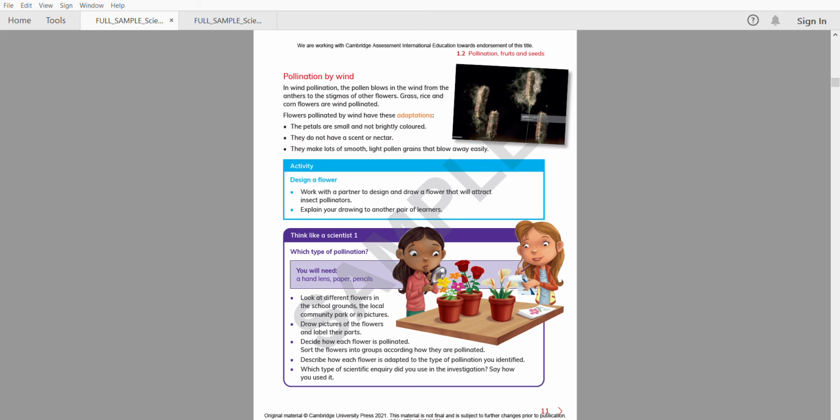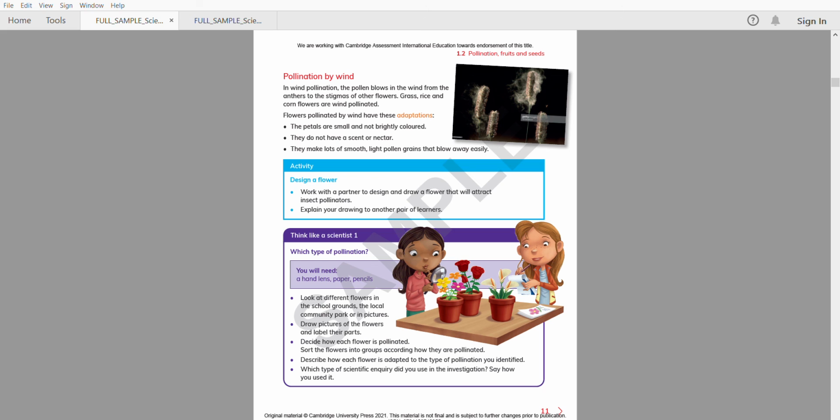And we also did an activity where we tried to again identify the different types of flowers, and also types of flowers according to how they are pollinated. And instead of gathering flowers from our school ground, local community park, or in pictures which was written in the activity Think Like a Scientist, we watch a video about pollination by insects and pollination by wind, so that we can identify different flowers that undergo this type of pollination.